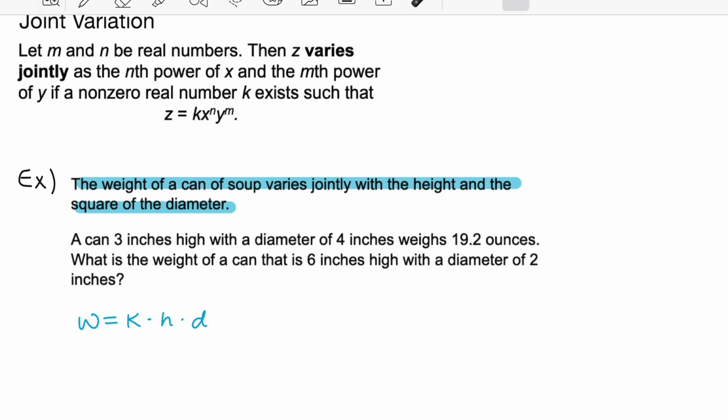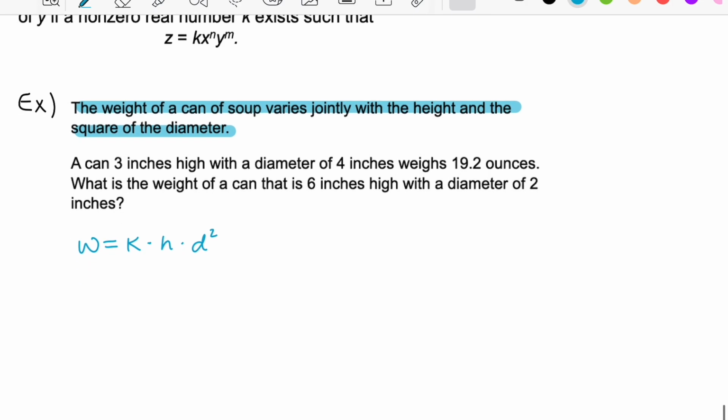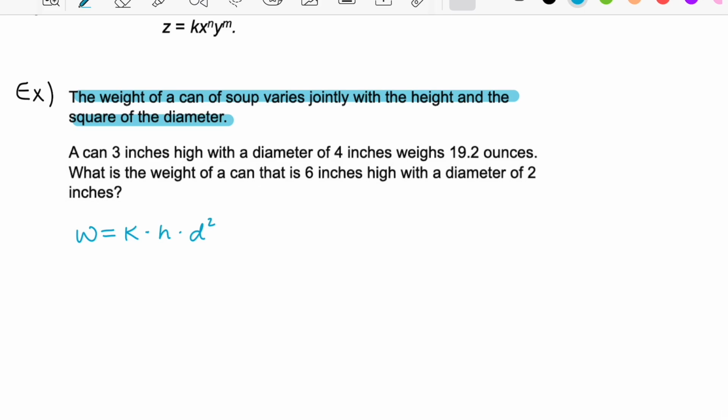Now it looks like it varies jointly with respect to the height here, so we're just going to have H to the power 1 and the square of the diameter. So this will be D squared. That'll be our equation for the weight of a can of soup, which varies jointly depending on the height and the square of the diameter. Now we're told a can that is 3 inches high with a diameter of 4 inches weighs 19.2 ounces. With that information, we're going to be able to figure out the weight of a can that is 6 inches high with a diameter of 2 inches, and we'll do so by solving for our constant k here.